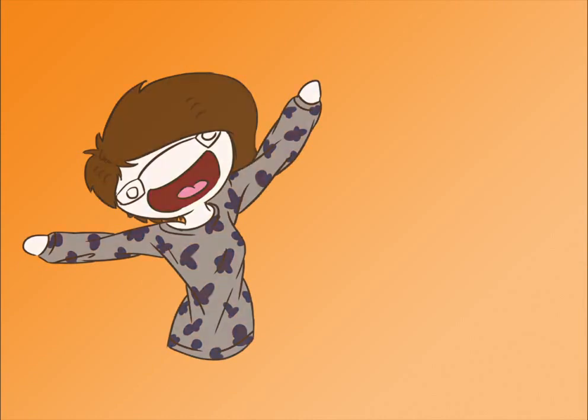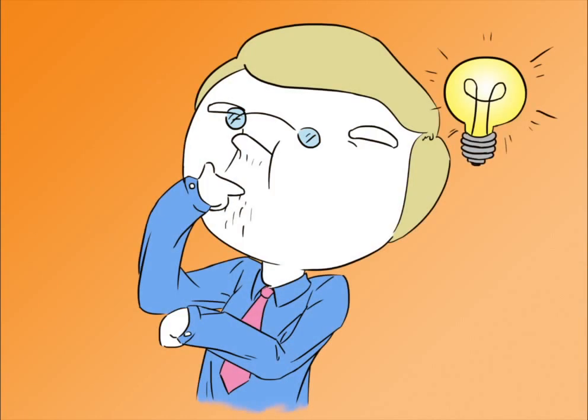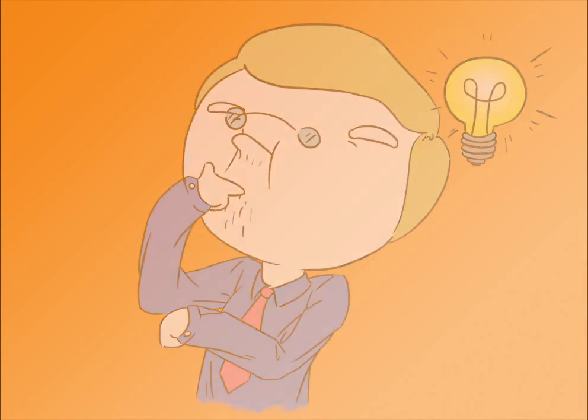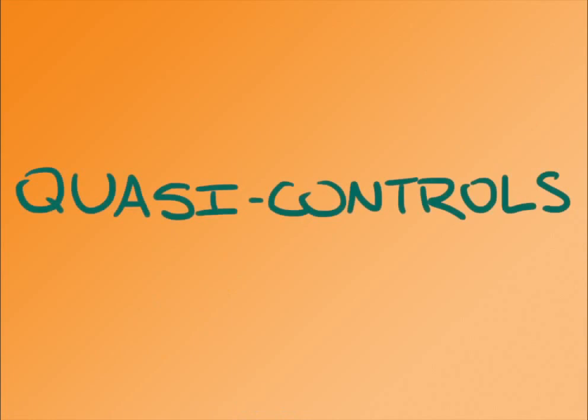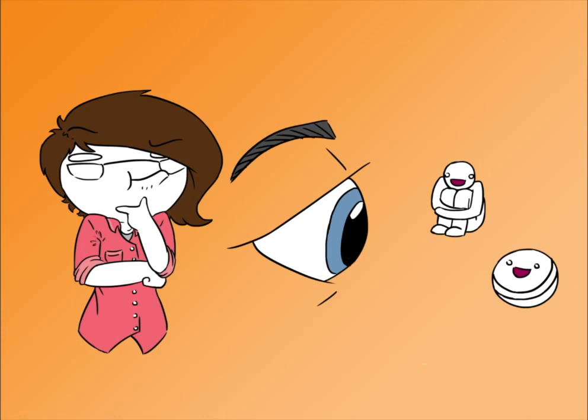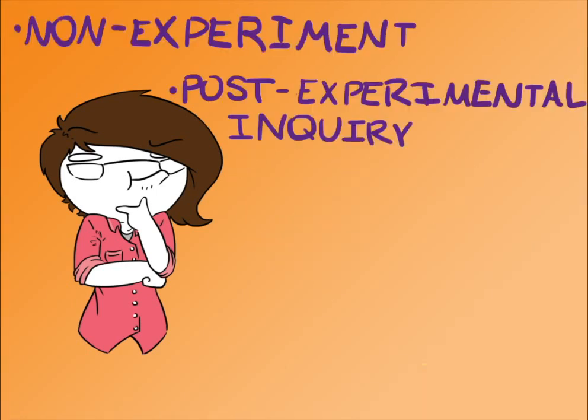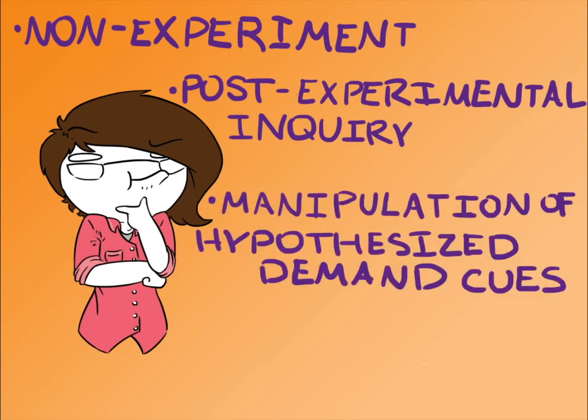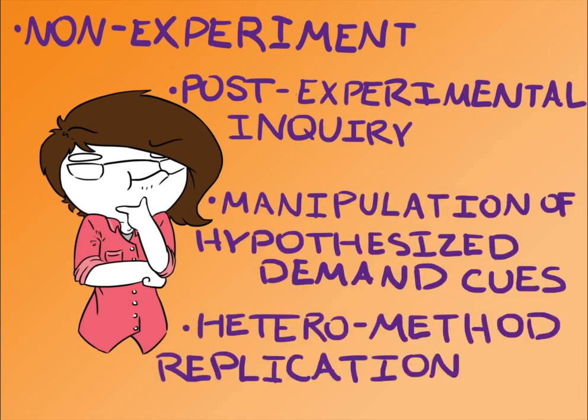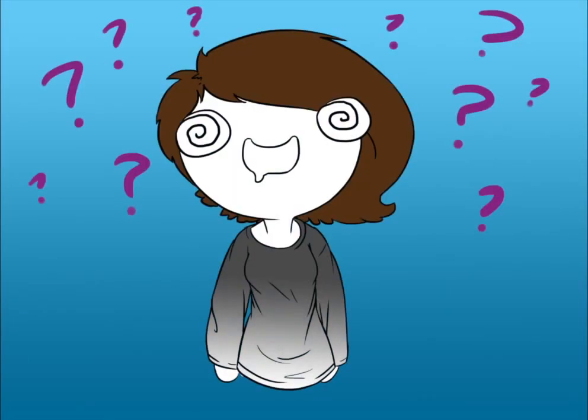Okay, so the main psychologist who developed this term is named Martin Orne, and he came up with this thing called quasi controls, which are basically ways to help us detect demand characteristics. We have the non-experiment, the post-experimental inquiry, manipulation of hypothesized demand cues, and hetero-method replication. Alright, that's a lot of jargon. So let's break it down a little bit, shall we?